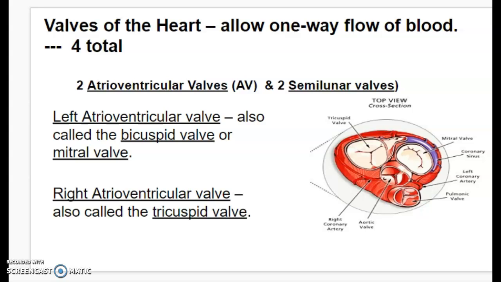In the heart, you also have valves. The valves are there specifically to make sure you only have a one-way flow of blood and it can't go back into the veins or into the heart chambers. So you have two AV valves, and they're called AV valves because they're between your atria and your ventricles, so they're atrioventricular valves. The left one is also called the bicuspid or the mitral valve, and the right is the right AV valve, also called the tricuspid valve.